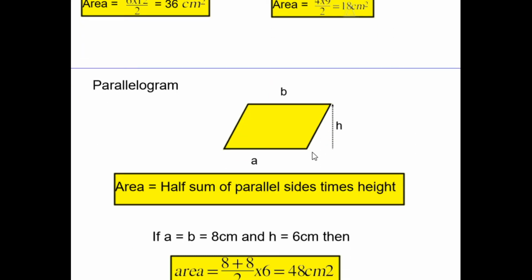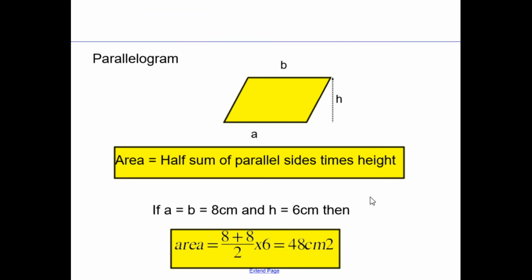For a parallelogram, the area is half the sum of the parallel sides times the height. So if A equals B equals 8 and H equals 6, the area is 8 plus 8 over 2 times 6, which is 48 centimeters squared.